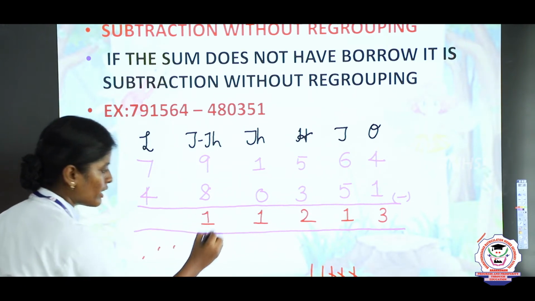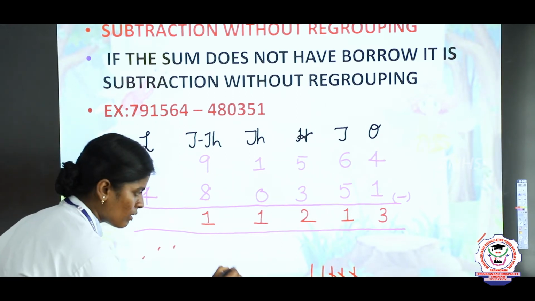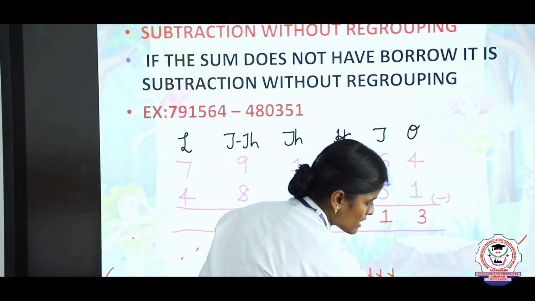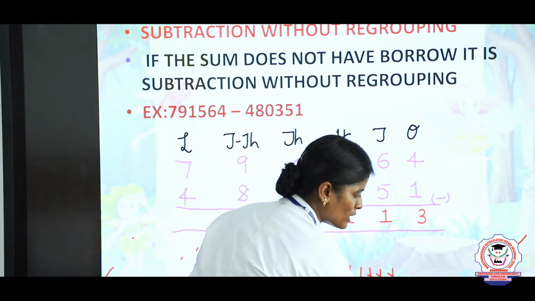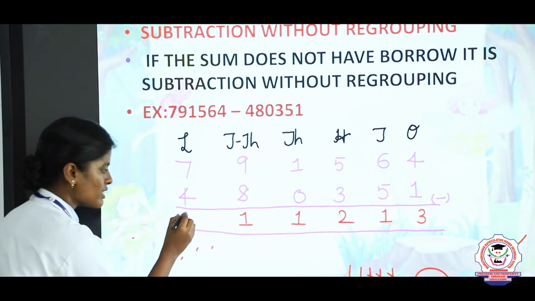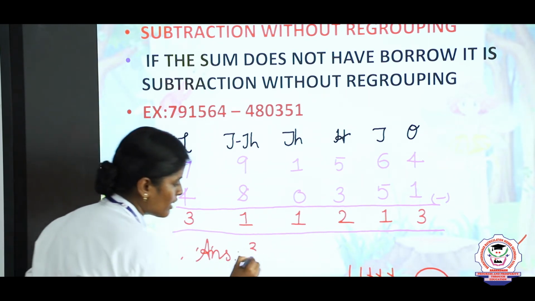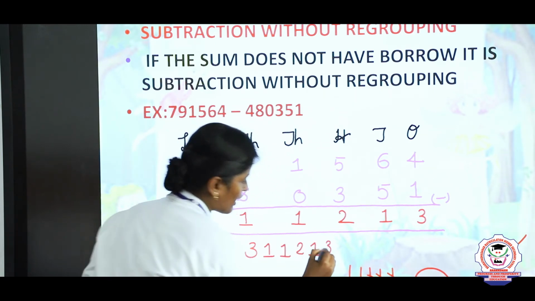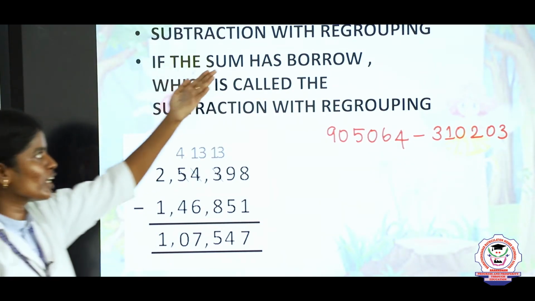Right? 1 10,000. Finally 7 lakh minus 4 lakh. Take 7 lines. 1, 2, 3, 4, 5, 6, 7 and subtract 4 lines. 1, 2, 3, 4. So remaining how many lines are there? We have 3 lines. So the answer is 3. The final answer is 3,11,213. Our next topic is subtraction with regrouping.